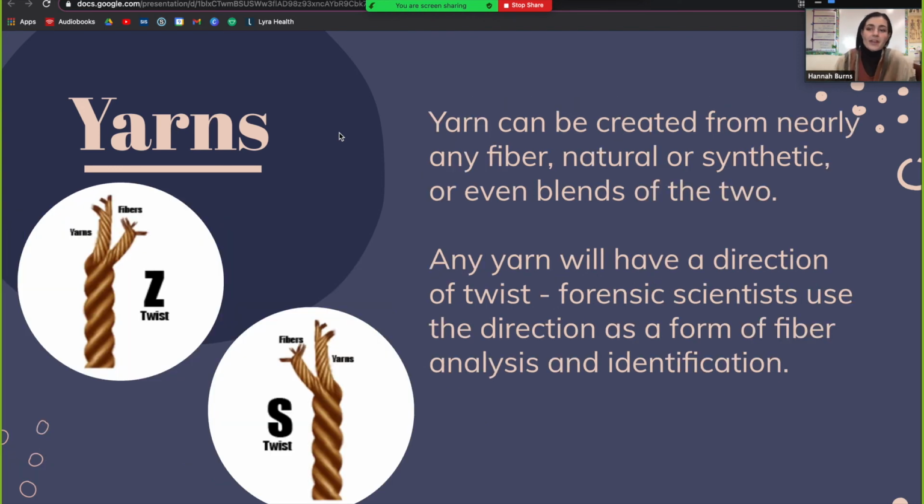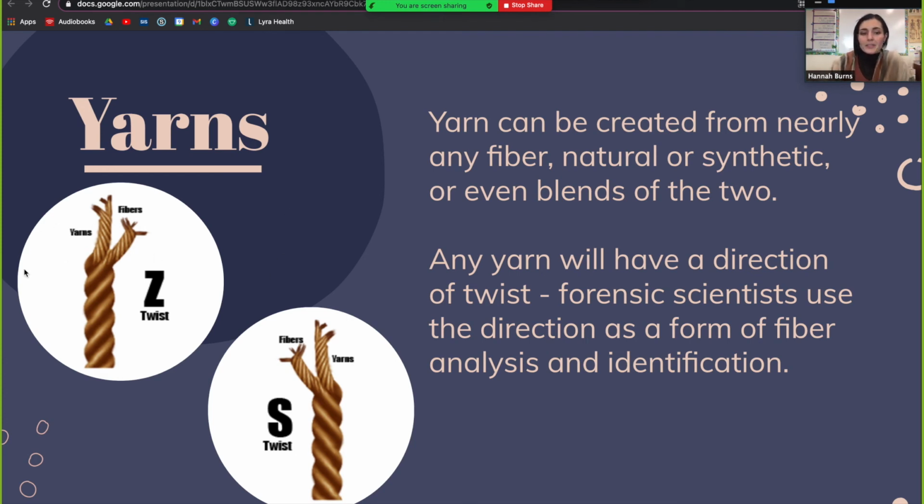One way that you can analyze yarn is based off of its direction of twist, as well as whether it's from one single fiber or a mix of fibers, and whether it's natural, synthetic, a blend, etc. Using this information, you can identify the fibers that you'll find at a crime scene.